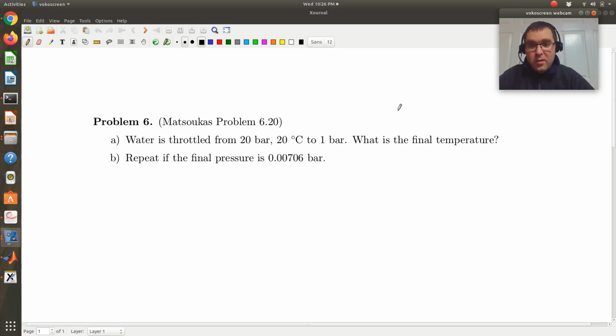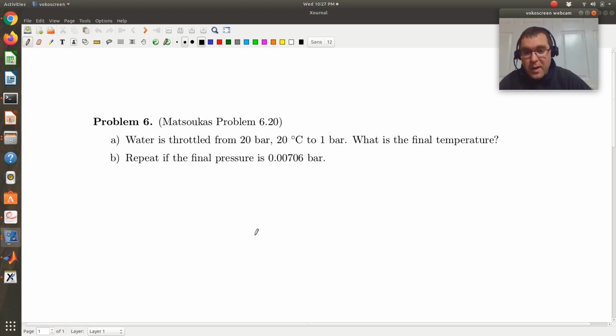All right, let's take a look at our sixth example problem from chapter 6. Water is throttled from 20 bar, 20 degrees C to 1 bar. What is the final temperature? So we have a throttling process. This would be water flowing through, say, an orifice, venturi meter, or partially closed valve.